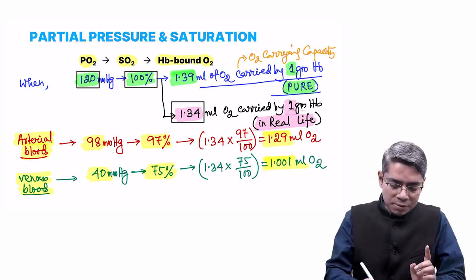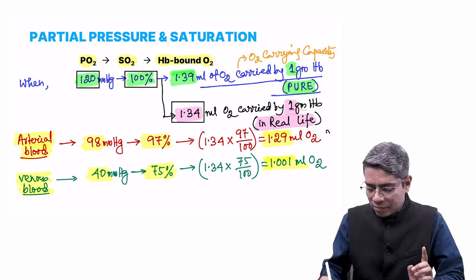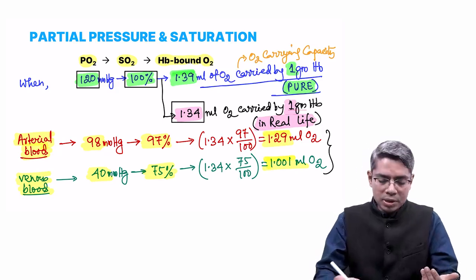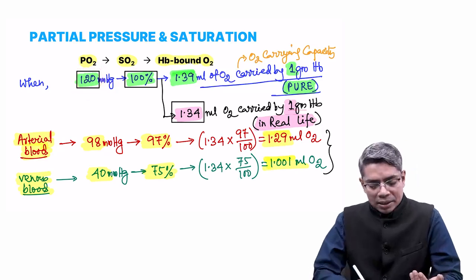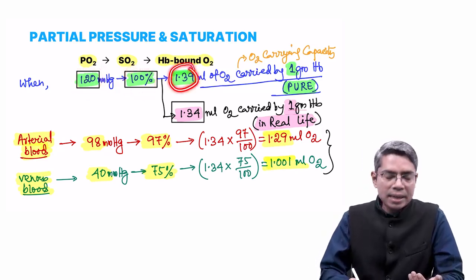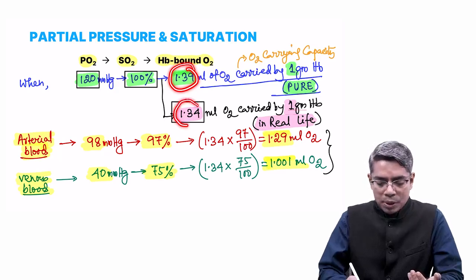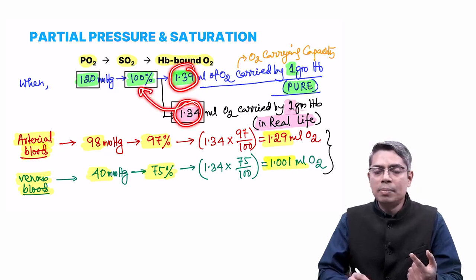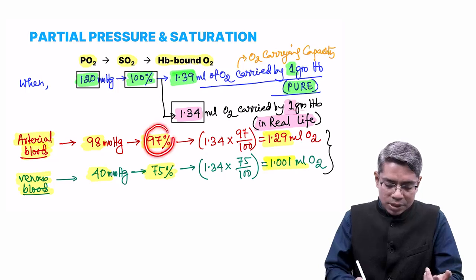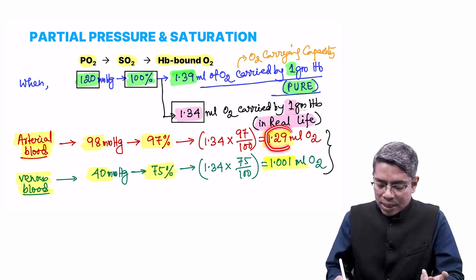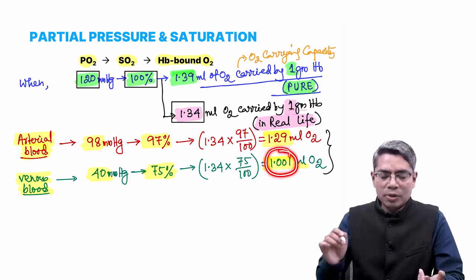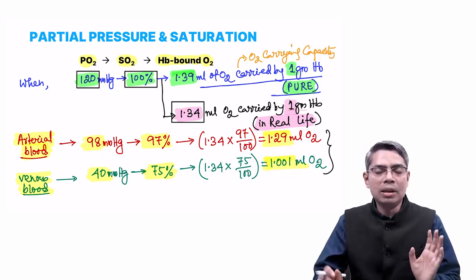Getting my point? This is a very important calculation you have to understand very carefully. First we discussed that if 100% saturation is required, what is the partial pressure. And if 100% saturation is there, pure hemoglobin can carry 1.39 ml of oxygen, but impure hemoglobin, in real life in our body, 1.34 ml oxygen is carried by 1 gram of hemoglobin, provided the saturation is 100%. But saturation is not 100%. So when the saturation is 97%, 1 gram hemoglobin can carry 1.29 ml of oxygen, and when the saturation is 75%, 1 gram of hemoglobin can carry 1.001 ml of oxygen.